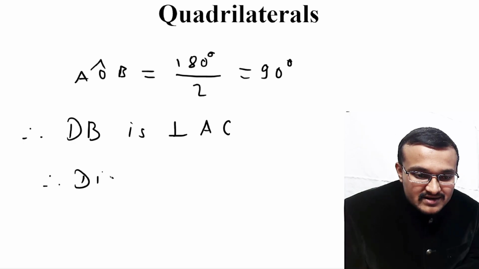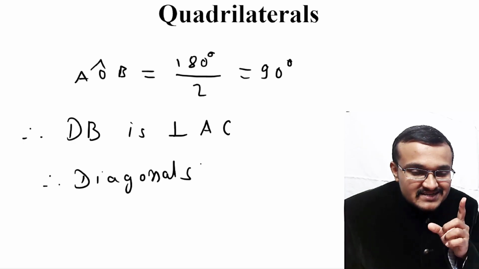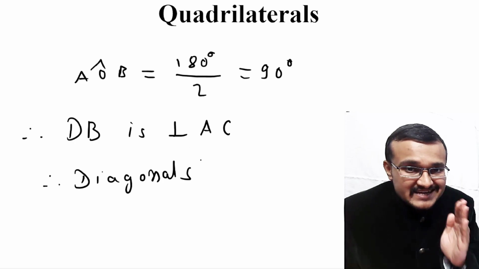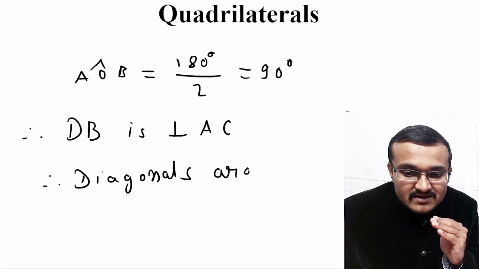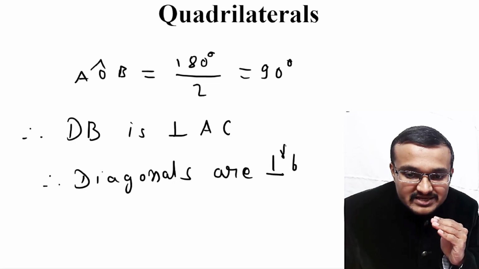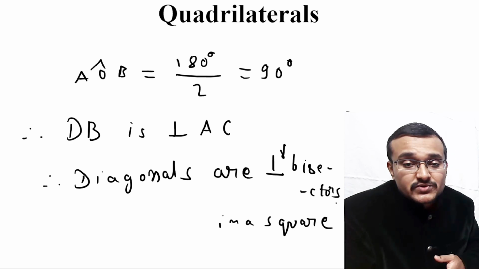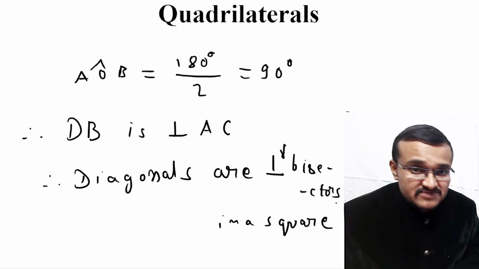In the previous case we proved that diagonals bisect each other. Now we have proved that DB is perpendicular to AC, that is, diagonals are perpendicular to each other. Therefore diagonals are perpendicular bisectors in a square. This is what they had asked to prove in this question, and we have proved that. The remaining questions in this exercise, I will teach in my next videos.